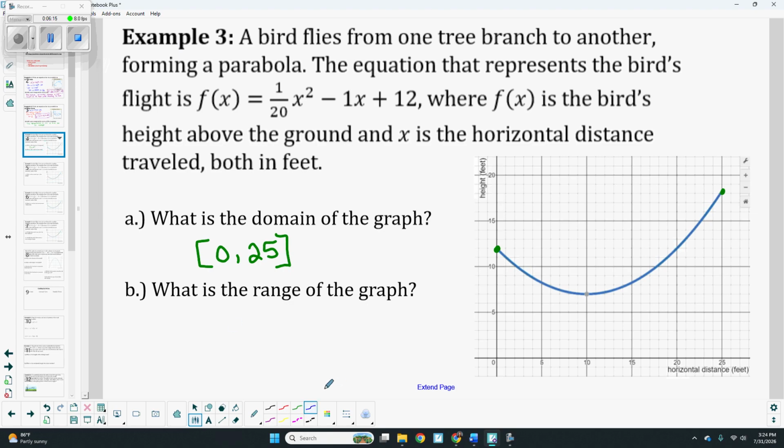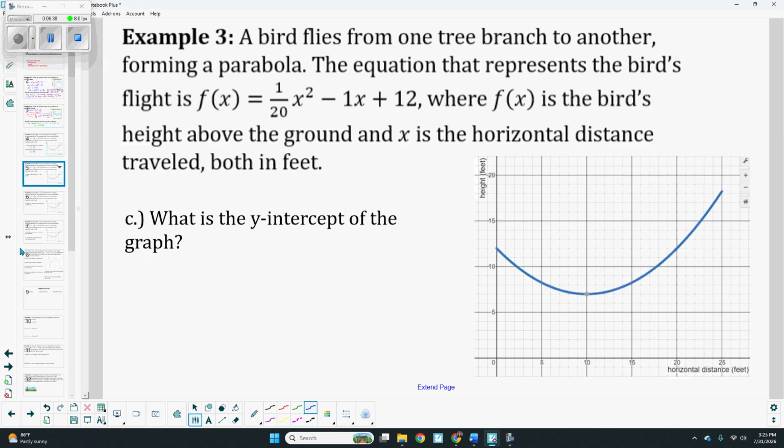What is the range of the graph? So the very lowest that it went was when y was 7. So the bottom of our graph is 7. And the very highest point I see is up here at 15, 16, 17, 18. All right, so that's because our graph did not have any arrows on it.